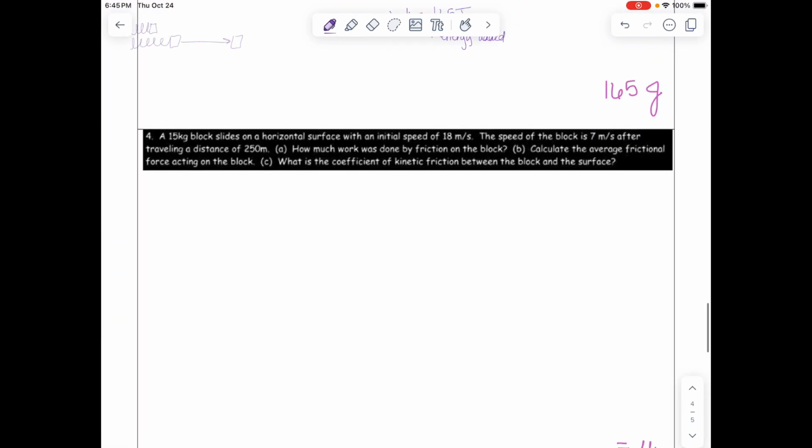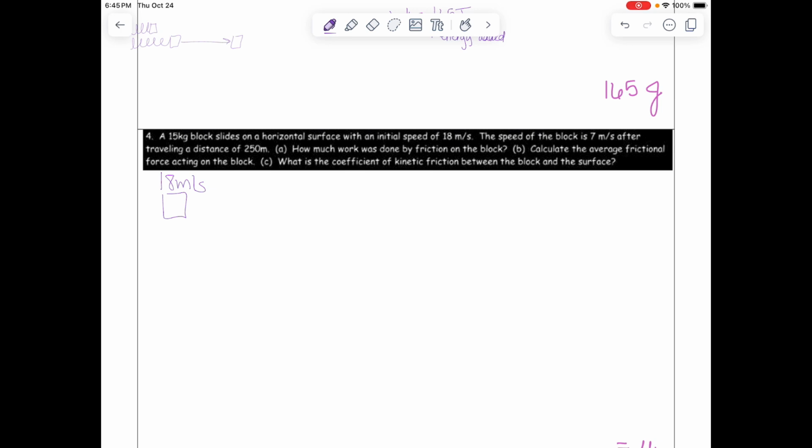Was this the last one? A 15 kilogram block slides on a horizontal surface with an initial speed. So it has a speed at the beginning. When we hit play, we see that block moving.